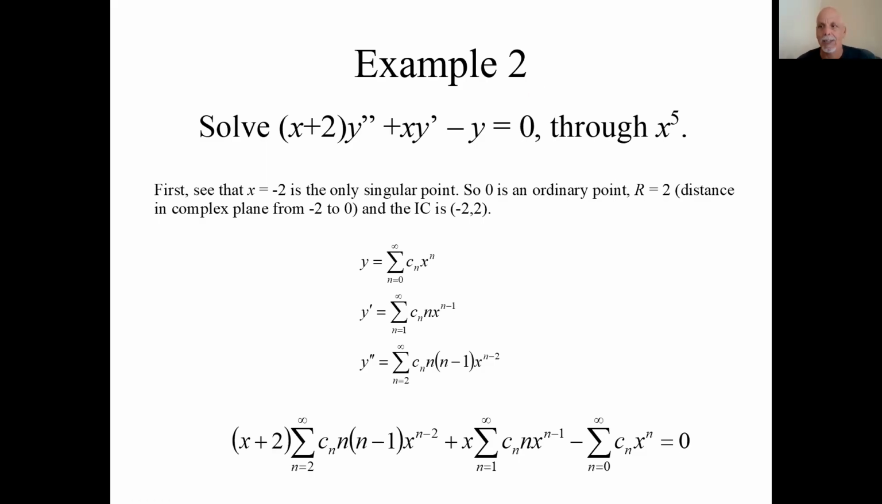Now I will do a second example of using power series to solve a differential equation. Here's the problem statement. Here's the differential equation. This y double prime means the second derivative of y with respect to x. Y is a function of x. All that equals 0. It's a second order equation, by the way, homogeneous. And we're only asked to solve through the x to the fifth term.